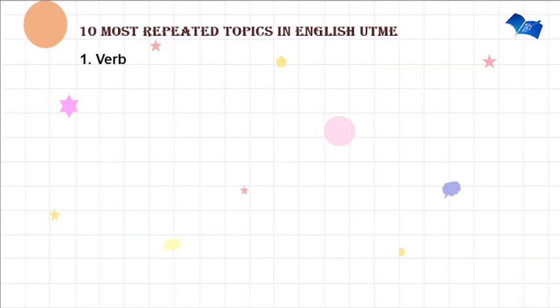And the first on the list is verb. Noun, subject and verb agreement. Here you need to have the knowledge of rules of concord. When you use as well as in a sentence, the verb you will use. When you use with in a sentence, the verb you will use. When you know all this, I assure you, you will do well in your English UTME.